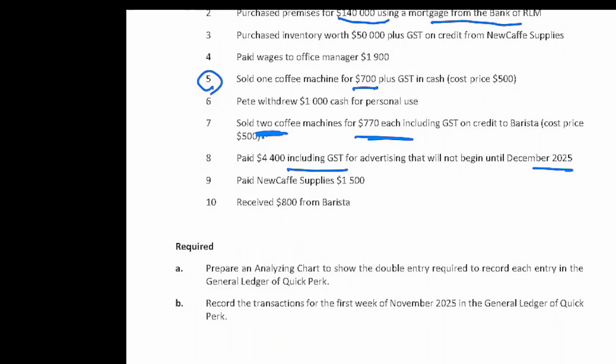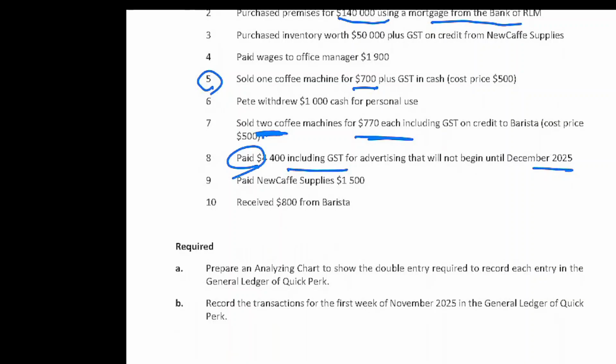So remember with GST, what is the double entry? Prepaid advertising debit how much? 4,000. GST clearing will be 400, debit or credit? Debit. Why? GST clearing liability decreases because you are paying. Debit 400. Where do you credit 4,400? Bank. Why? Because they paid.